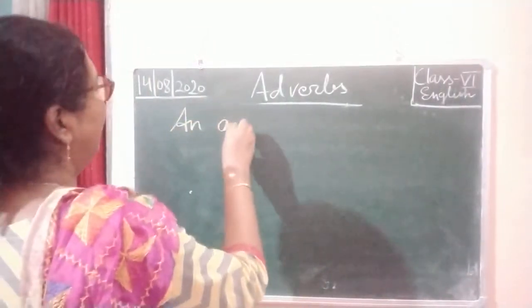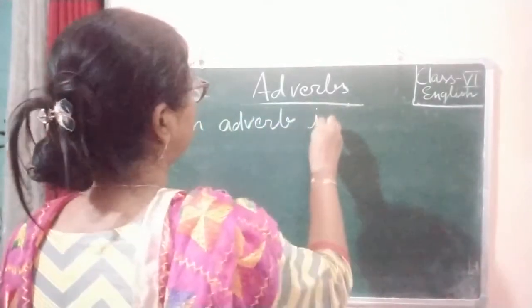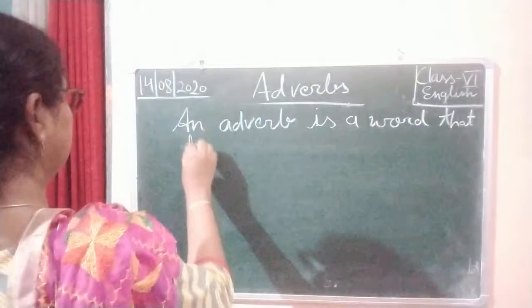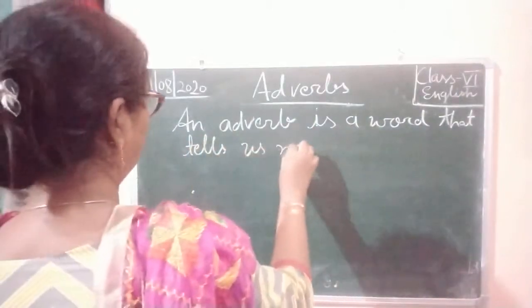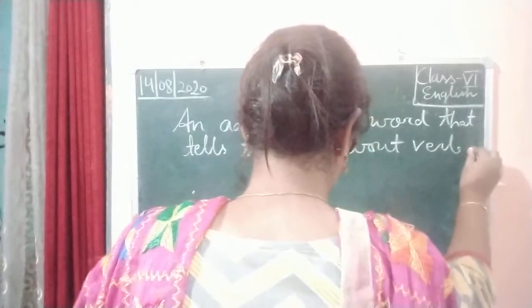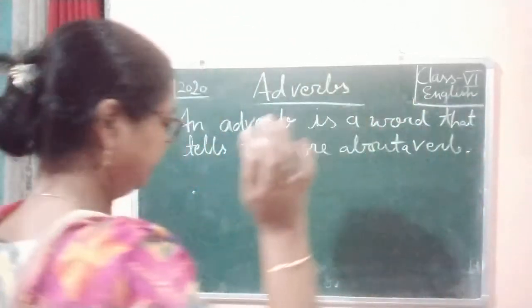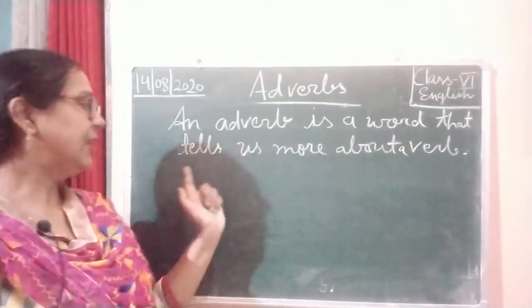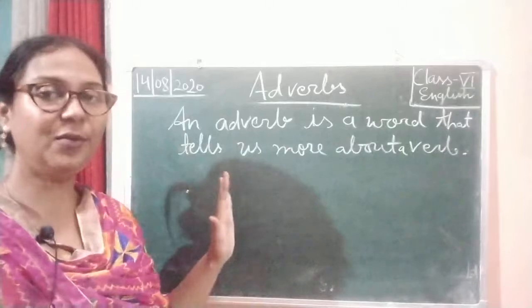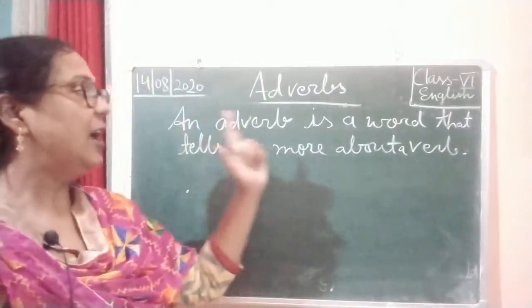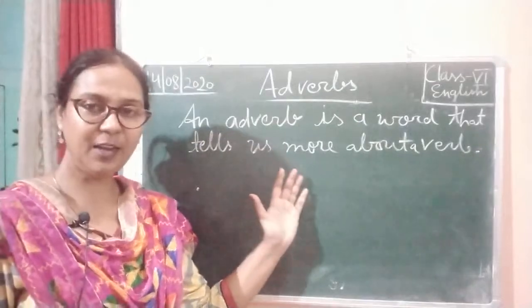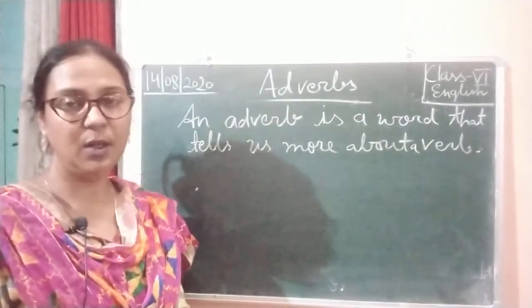An adverb is a word that tells us more about a verb. An adverb is a word that tells us more about a verb. And we are going to add a few more things inside. First of all, we should understand an adverb is a word that tells us more about a verb. Now, for understanding this definition about adverbs, I'm going to give you one example.